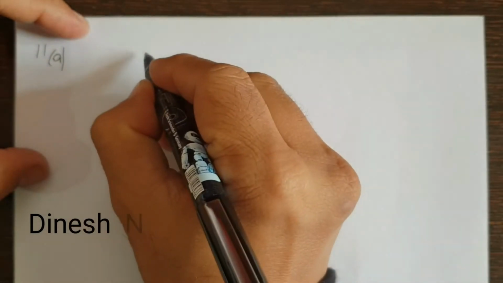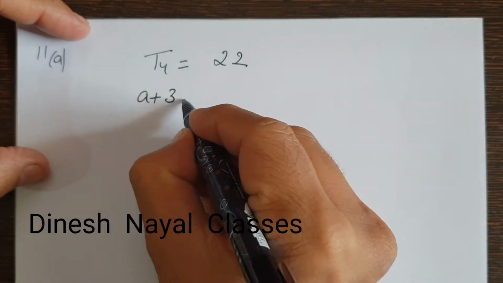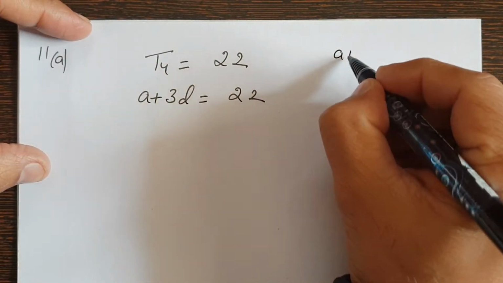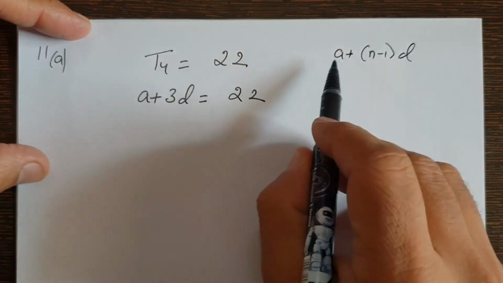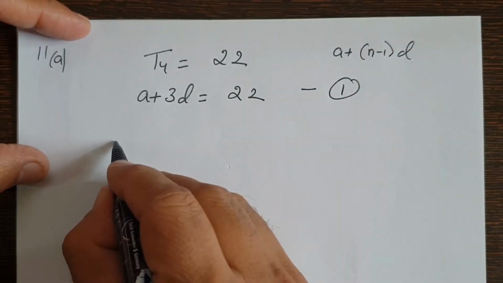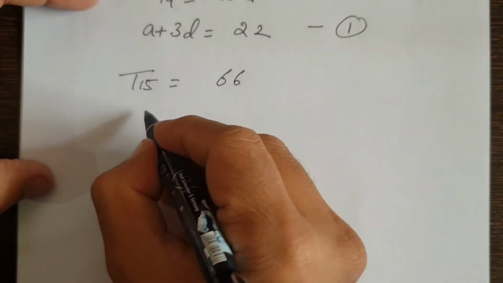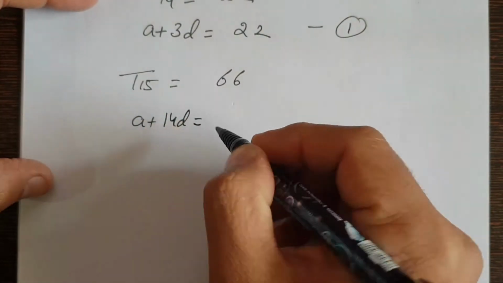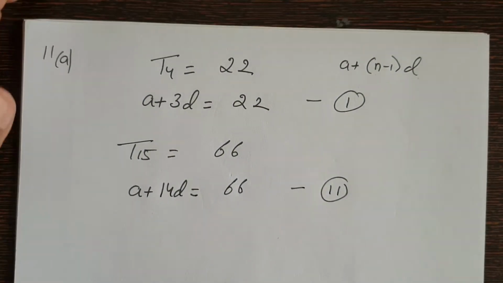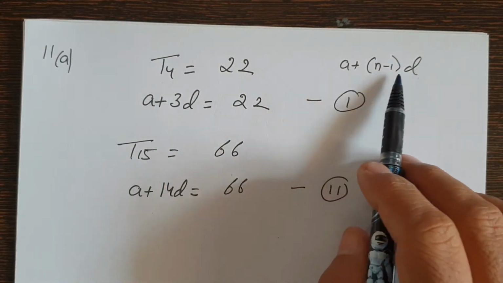What is given to us is T4 equals 22. So this is A plus 3D equals 22. Why? Because we know the nth term is A plus n minus 1 into D. So A plus 4 minus 1 is 3D. So A plus 3D is 22. Take this as equation 1. Also T15 is given as 66, which will be A plus 14D equals 66, which is equation 2. Again, the 15th term is A plus 15 minus 1 into D, which is A plus 14D.